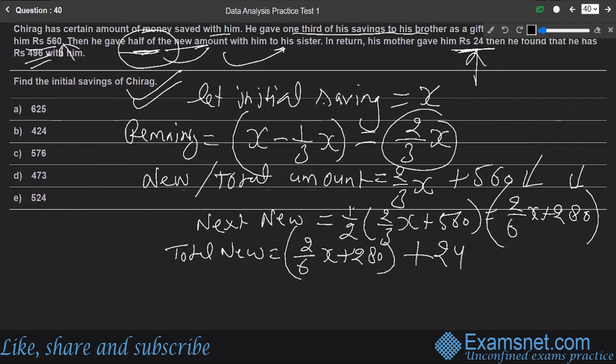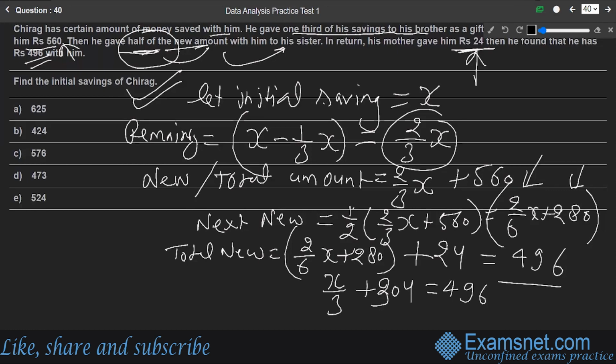And then they are saying that after this has been done, he finds that he has 496 rupees in his hand. So clearly this is equal to rupees 496. If this is equal to 496, then we can solve for the value of X. This is going to be X by 3 plus 280 plus 24, which is 304, is equal to 496 rupees.